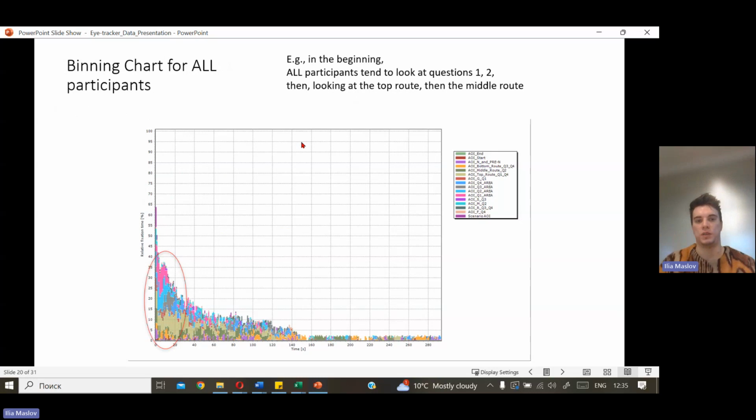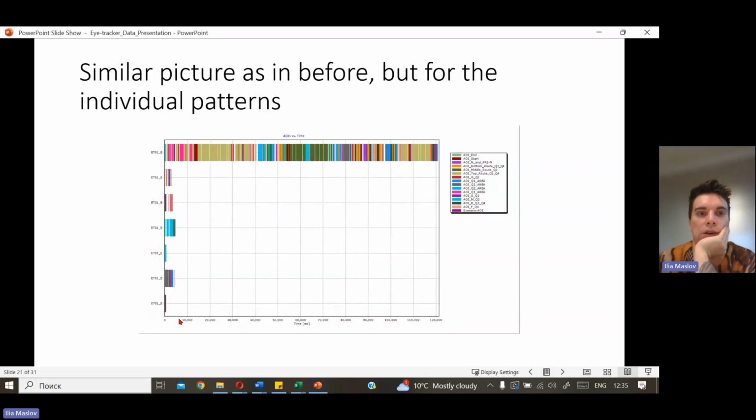And the same picture, but for all participants, with aggregate values. We see that this pattern, looking at the question area first and then the top row, is correlated. So in the first seconds, the participant looks more at the question and then starts looking more at the area of interest, at the answer. And then obviously you can also do the same for individual patterns: the question, then the area of interest relevant to the answer.